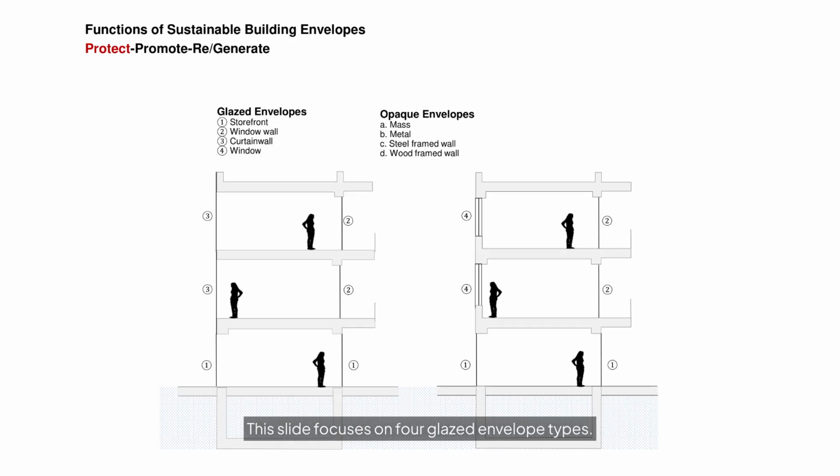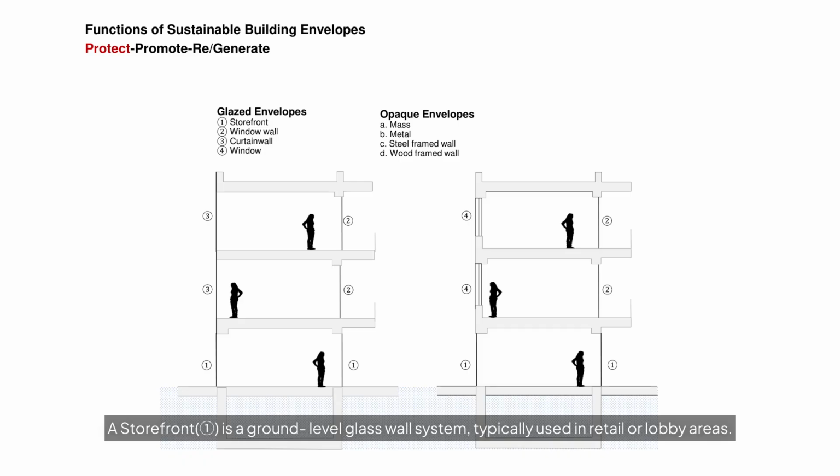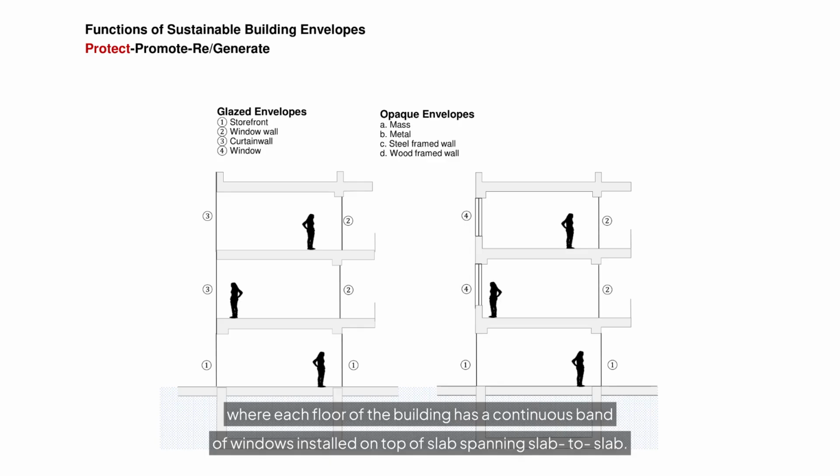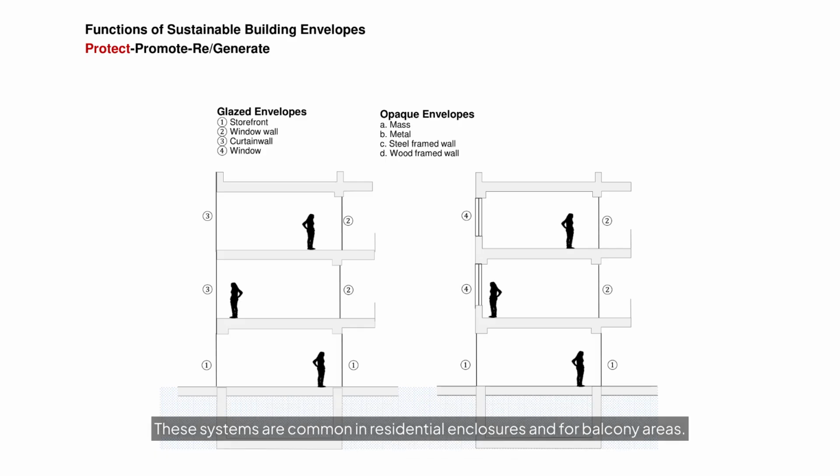This slide focuses on 4 glazed envelope types. A storefront is a ground-level glass wall system typically used in retail or lobby areas. A window wall is essentially a cladding system where each floor of the building has a continuous band of windows installed on top of the slab, spanning slab to slab. These systems are common in residential enclosures and for balcony areas.